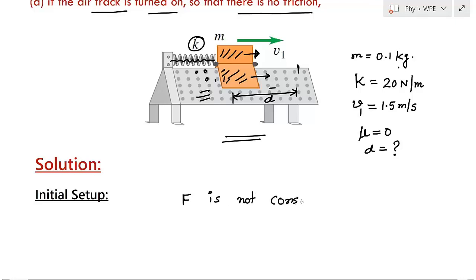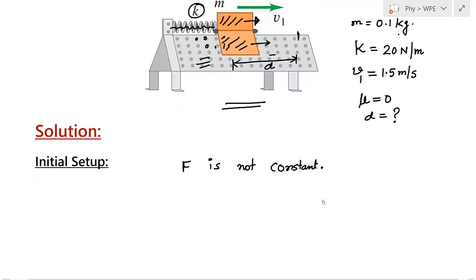So if force is not constant, we cannot apply the kinematic equation, that is v square minus u square is equal to 2as, to find the final distance. We cannot apply that. The only way we can solve this problem is to use the work energy theorem. So somehow we have to use the work energy theorem.